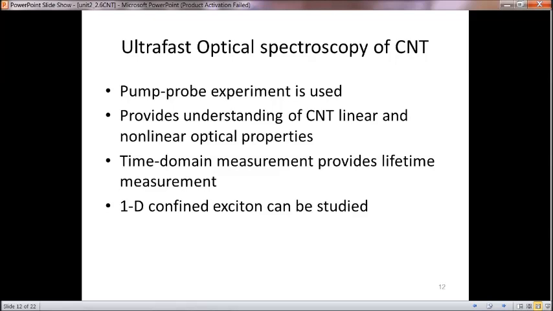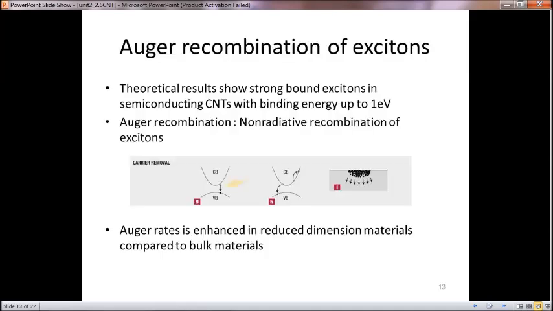And so they have taken time domain measurement, and the 1D confined exciton can be studied, because whenever we are studying carbon nanotubes, we have to study the density of state, because at one particular energy level it has one density, and at another energy level it has a different density because of the population inversion, population growth, like that within the atoms. And so 1D confined exciton can also be studied using this ultrafast optical spectroscopy of carbon nanotubes. Here Auger recombination of excitons may occur. Auger recombination means non-radiative recombination of excitons.